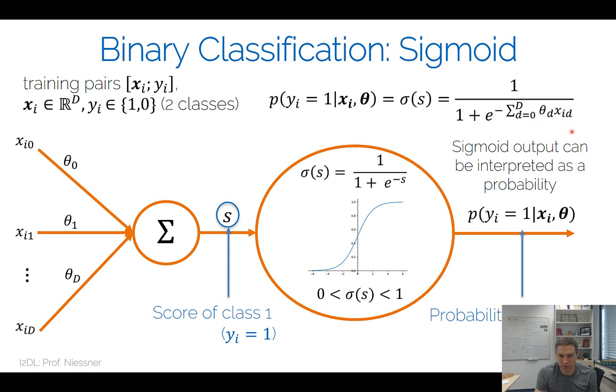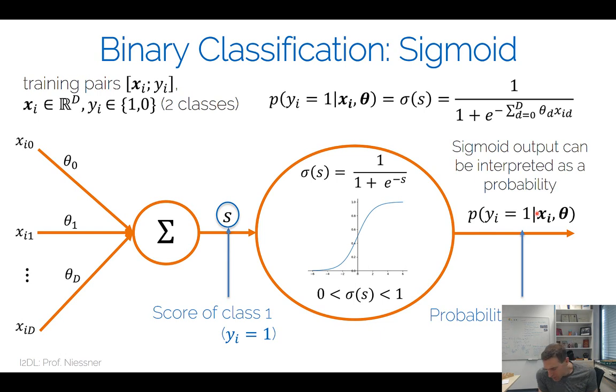But this is something we're feeding in here. This is our score, and then the sigmoid squashes it between zero and one. And then we have a probability distribution that we're getting out of it. If the probability is greater than 50%, then we say, oh, this is class one. Otherwise, we say it's not class one. And this is just binary, right? It just says yes or no as an output.